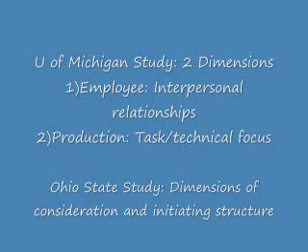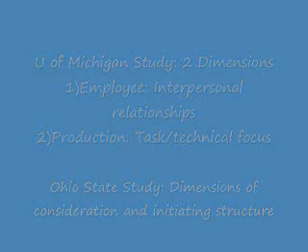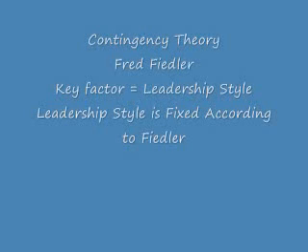Traits and behavioral theories aren't the last word in leadership. They both are missing a consideration of situational factors that influence leadership success or failure. The first comprehensive contingency theory of leadership was developed by Fred Fiedler. Fiedler believes a key factor in leadership success is the individual's basic leadership style. Fiedler assumes that an individual's leadership style is fixed. Once you know a leader's style, you can match him to the right leadership situation in terms of leader-member relations, task structure, and position power.